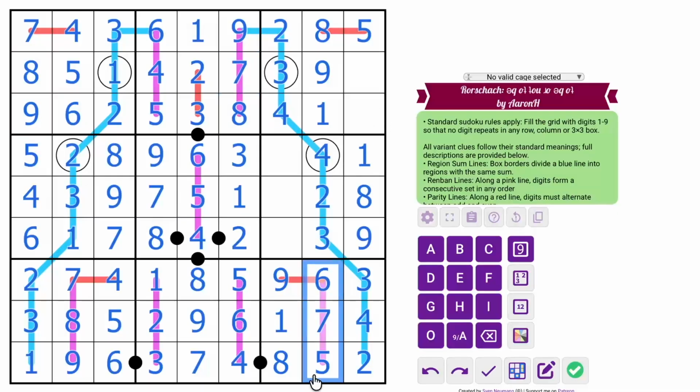And then we've got 5, 6, and 7 left to go into these sections. So we've got 7 there, so that is our 6, that is our 7. We've got 5 and 6 here, so that is our 7, and this has 5 and that, so it's 6 and 5. Okay, and that was a solution for this puzzle.